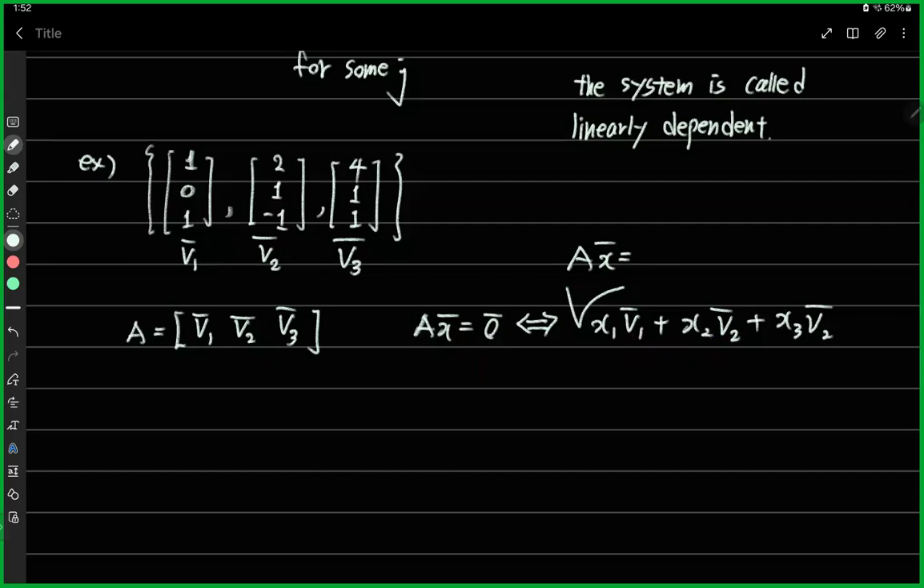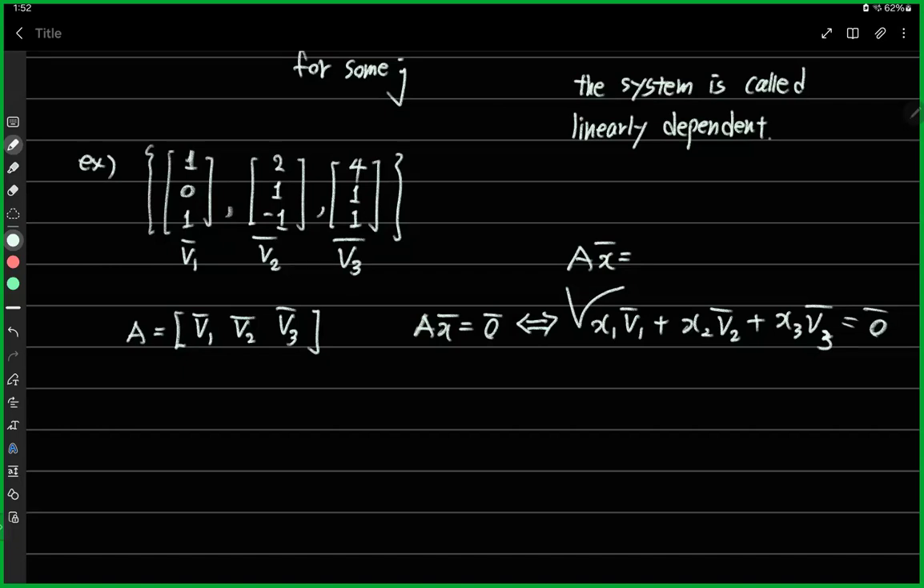So this equals the zero vector right here. And solving this system is nothing but solving that vector equation. And this homogeneous system has only the trivial solution, which means that in the vector equation, x1, x2, x3 must be zero. It means that v1, v2, v3 must be linearly independent.